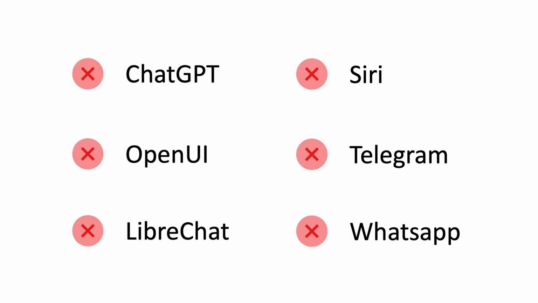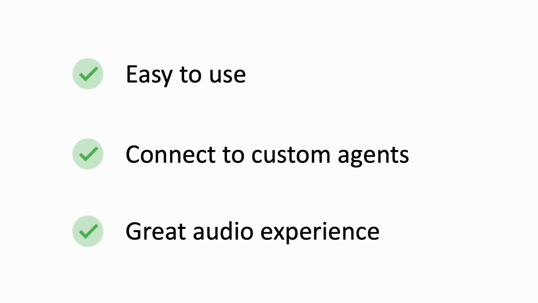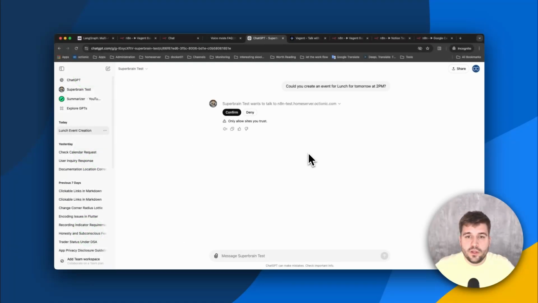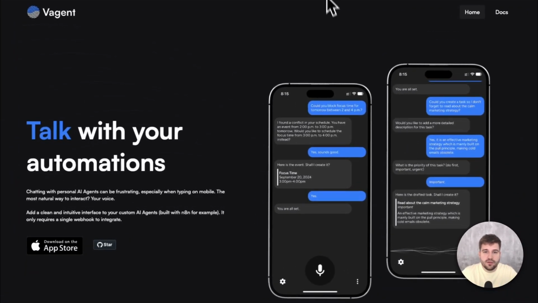So just imagine there was an app which you and even your entire organization could easily use to connect to a custom AI agent and would offer a great audio experience. Well, lucky for you, that one already exists. It's called Vagent, a lightweight app which can connect to a custom agent using a single webhook. Let me show it in action.